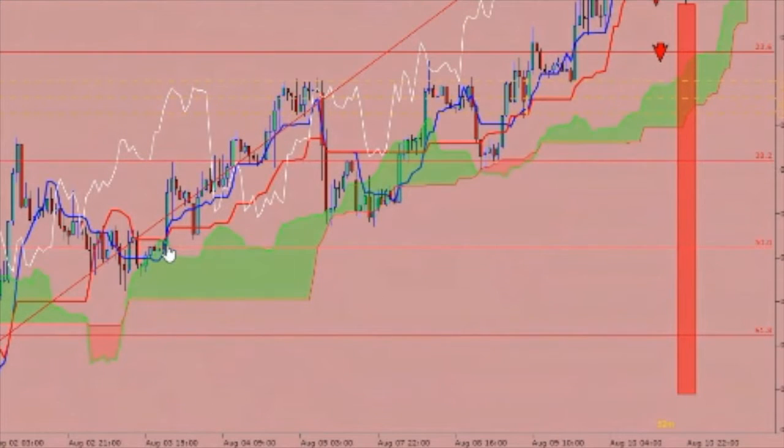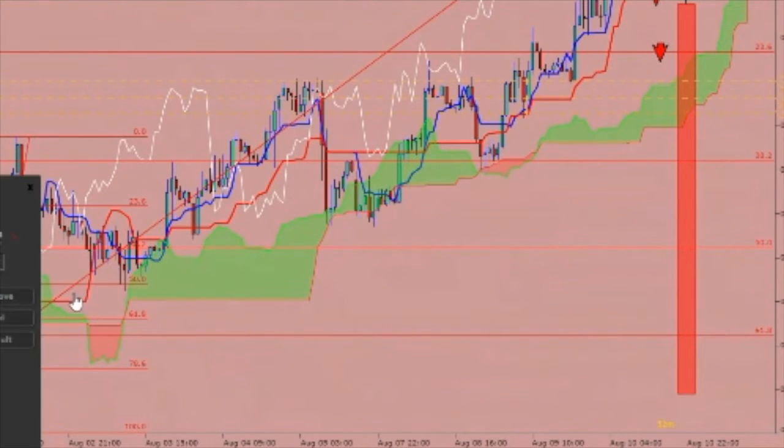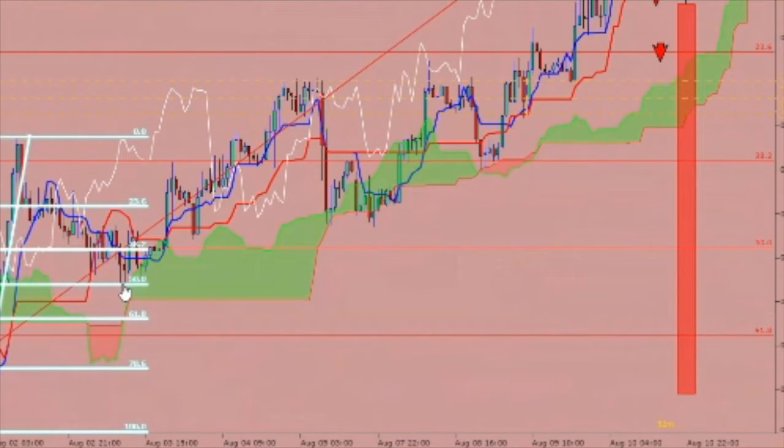Just exited the cloud, just out of consolidation. This is a falling wedge, so that's the formation. If we would have drawn our Fibonacci in here, I know it's going to get a little clustered, but bear with me. Draw our Fibonacci here, swing low to swing high. We can see that this price did in fact tap the 50, and I'll make it a little thicker for you, and I'll make it white so you guys can see it. The price did in fact tap the 50 right here.